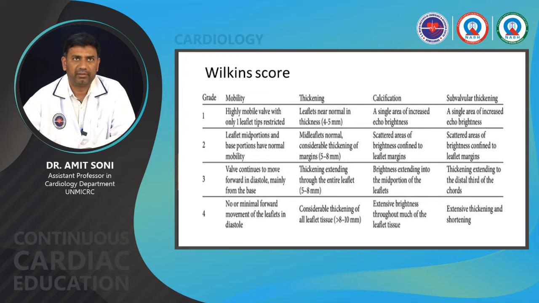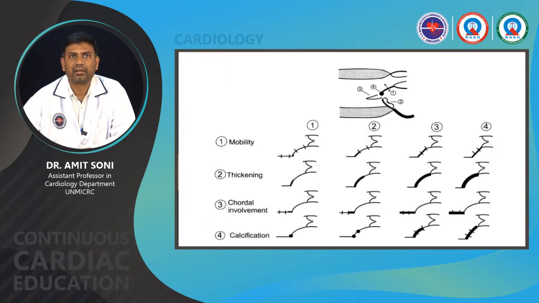So, the Wilkins score includes grades 1, 2, 3, 4 on the basis of mobility, thickening, calcification, and subvalvular thickening. There are 4 parameters. So this is how we assess the mobility, thickening, subvalvular involvement, and the calcification.